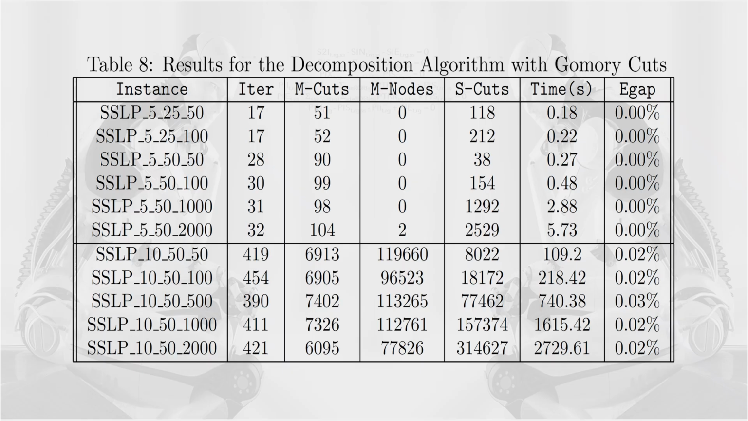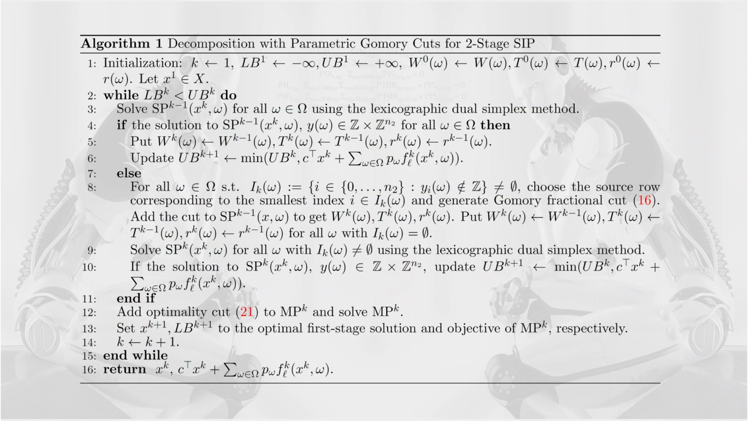For the largest instances, the deterministic equivalent is very large, and CPLEX does not perform branch and cut and only uses cutting planes. The image shows the decomposition algorithm with parametric Gomory cuts for two-stage SIP. The algorithm is applicable when there are continuous variables and general integers present in the first stage, but their coefficients in the technological matrix are zero.